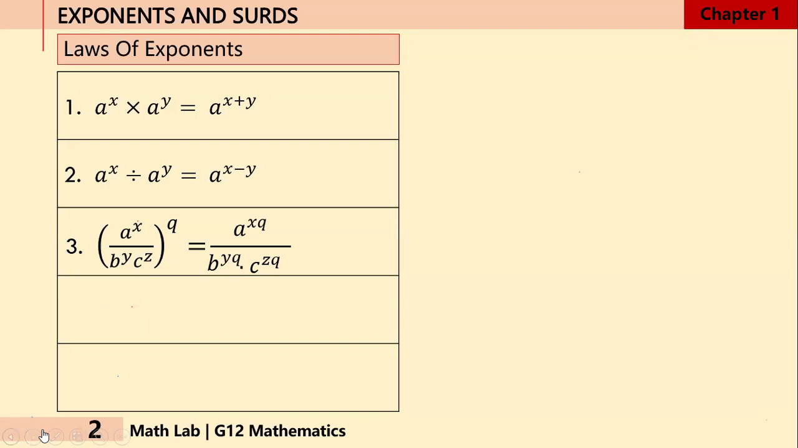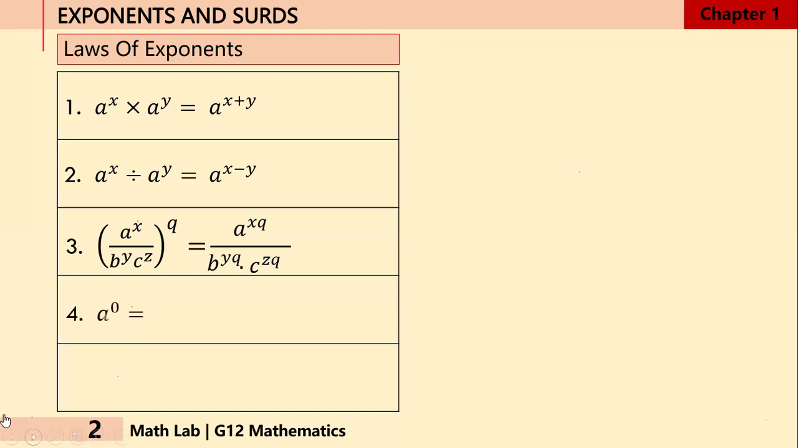Number 3. I think one example. Can you see the brackets there? You see q. All the numbers inside the brackets are raised to the power of q. So that means all the exponents are going to multiply with q there. I hope you are familiar with this one.